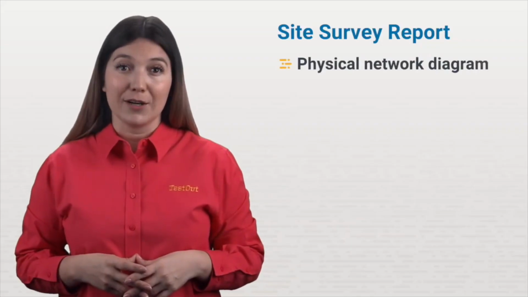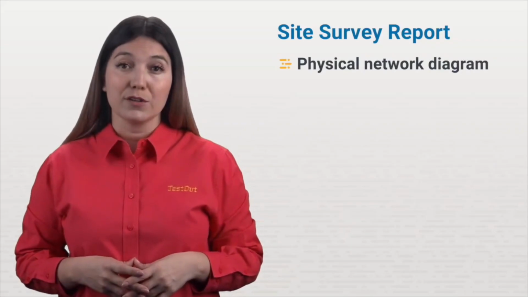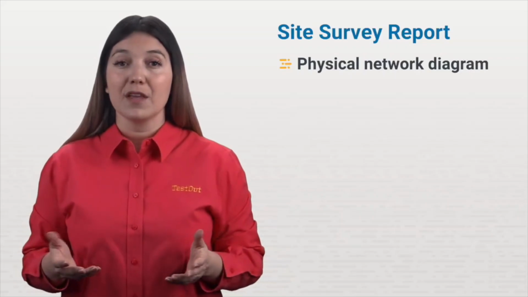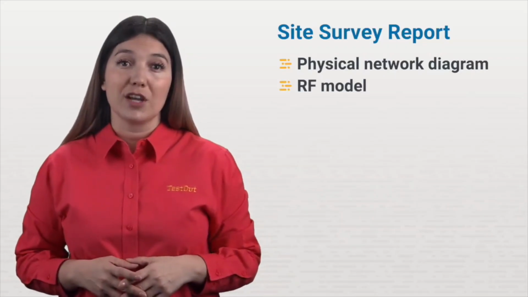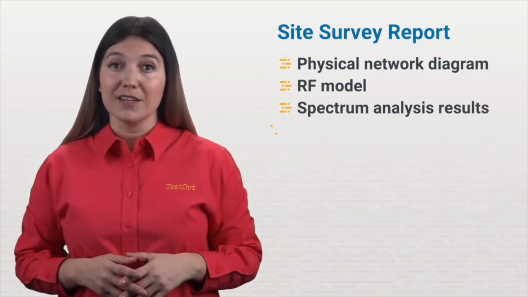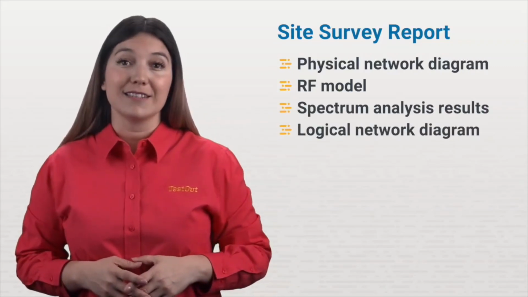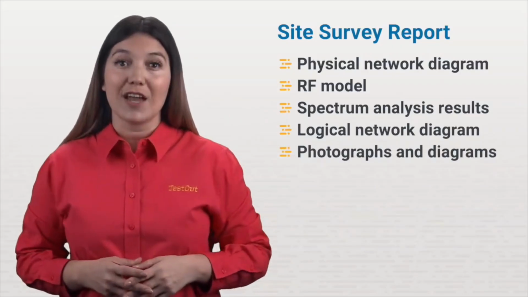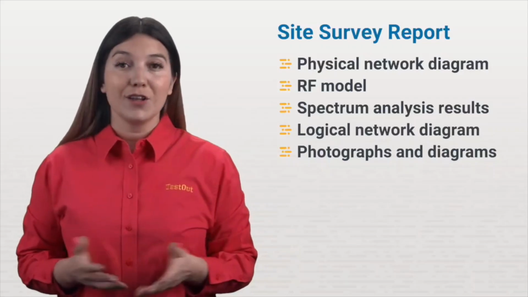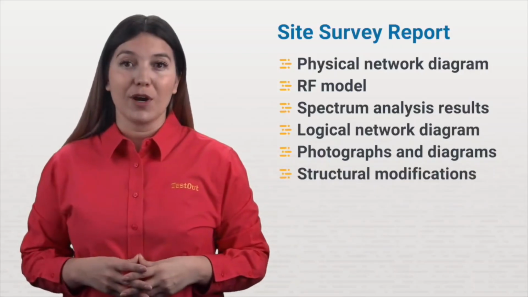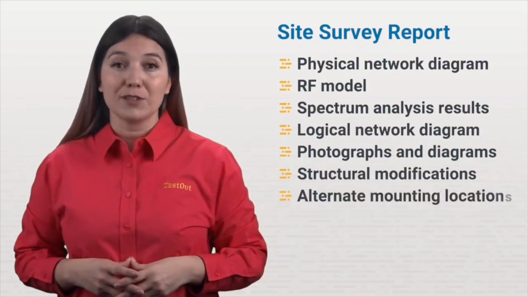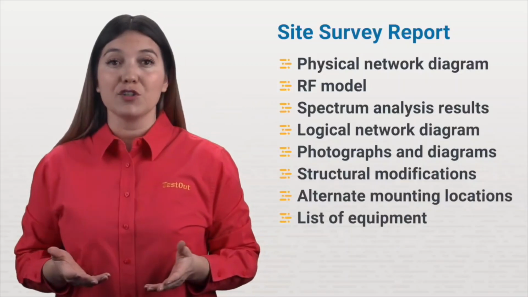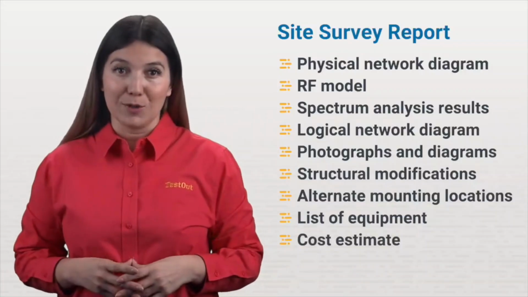When this is done, you should create a site survey report that contains several items. First, a physical network diagram, including each access point, controller, and the media that connects them, an RF model that includes a frequency channel plan, spectrum analysis results, a logical network diagram containing SSID, IP address, and VLAN information, and photographs and diagrams for each access point mounting site. You'll also need a list of structural modifications required to build the network, a list of alternate mounting locations, a list of equipment you need to purchase, and a cost estimate for equipment and labor.